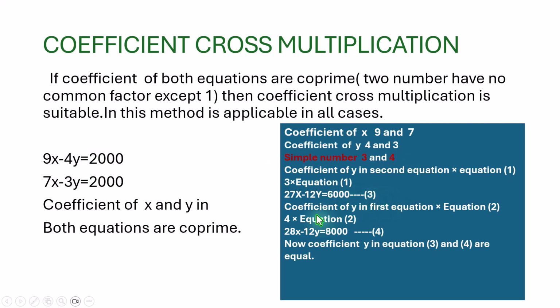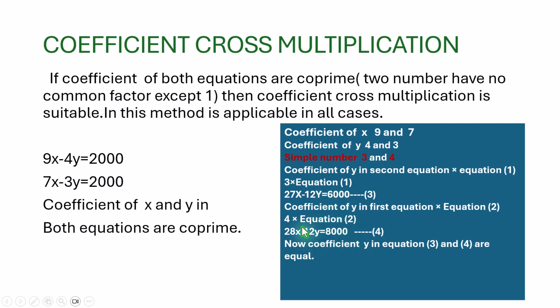This is the equation. The coefficient of y in the first equation, 4, is multiplied into equation 2: 4 into 7 is 28x minus 4 into 3 is 12y is equal to 8000.